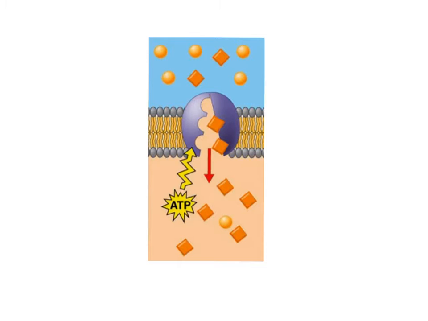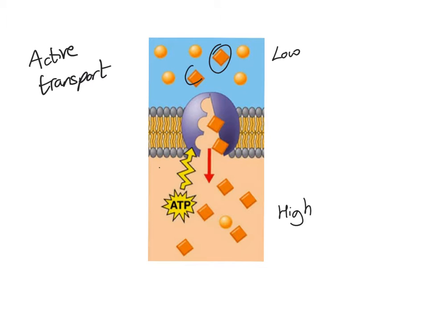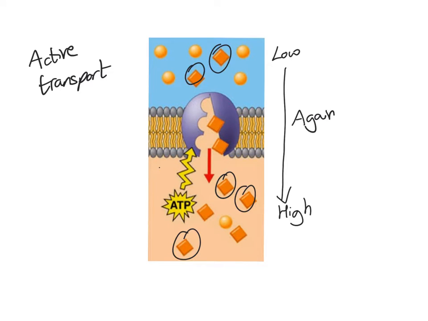This diagram is showing an example of active transport. And it's active because the molecules are going against their concentration gradient. On this side, if you look at these orange cubes as an example, there's a low concentration. On this side there's a high concentration. But the molecules are still being transported against their concentration gradient, which means this is active transport. It has to make use of energy in the form of ATP molecules in order to allow the molecules to cross in this way.